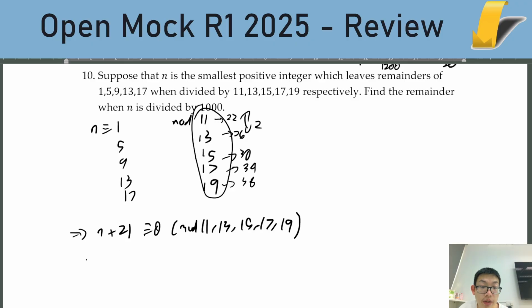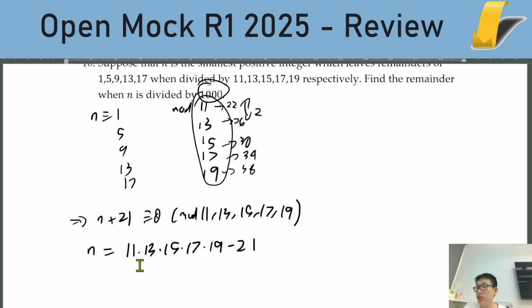All of these are co-prime, so it just means that n is 11 times 13 times 15 times 17 times 19 minus 21. And I just asked you mod 1000, so as you're multiplying, you just keep the last 3 digits so that it is not so ugly.